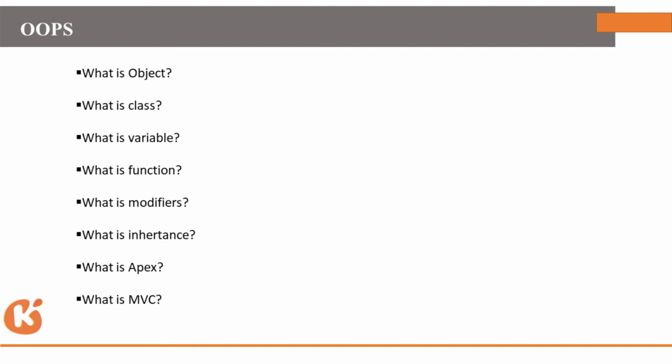Now next is inheritance. What is inheritance? It is one class that inherits from another class. Let's say cat is a class. Now cat inherits the properties from animal. That is inheritance. So in Apex, we use inheritance through extension. Extends is the keyword we use to inherit a class. Inheritance properties we can get. Got it?